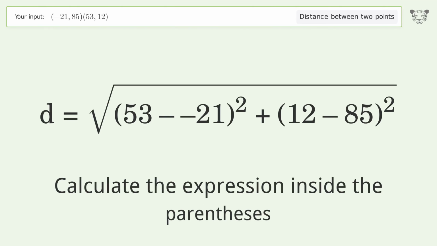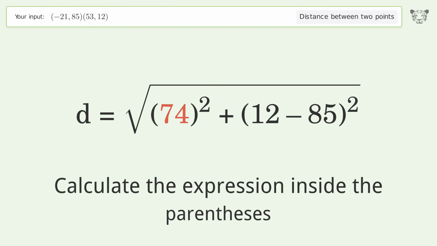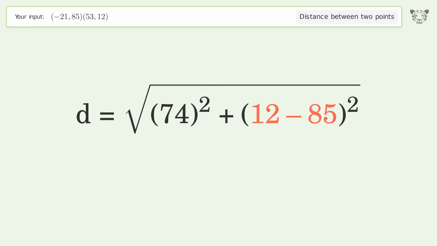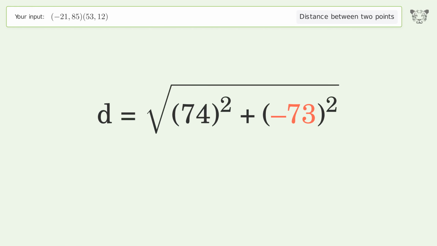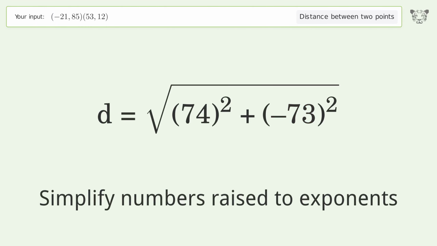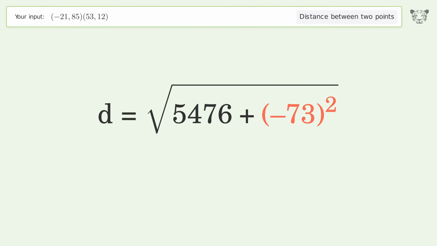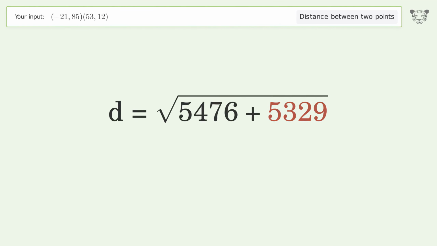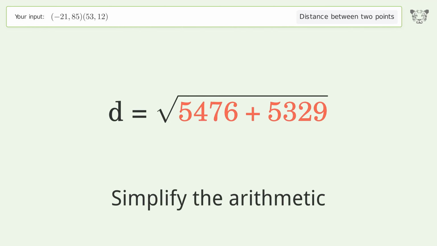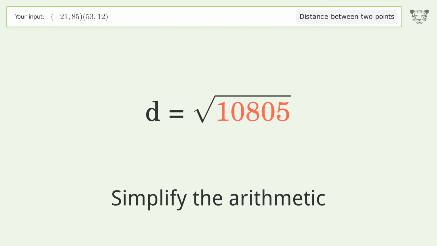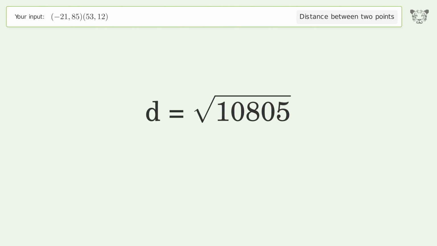Calculate the expression inside the parentheses. Simplify numbers raised to exponents. Simplify the arithmetic. And so the distance between the 2 points is the square root of 10,805 or 103.947.